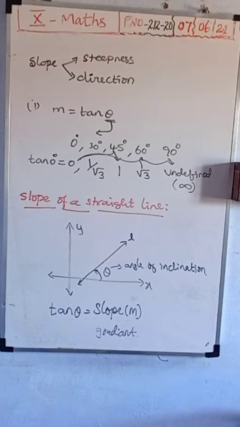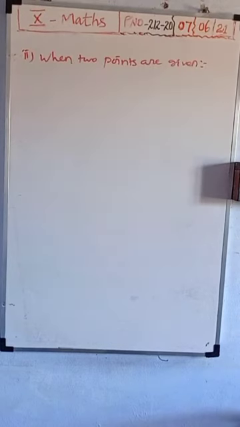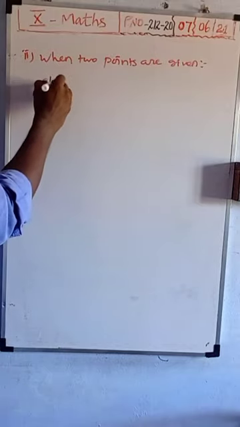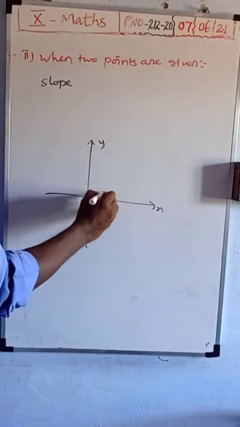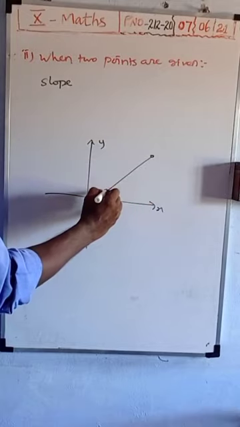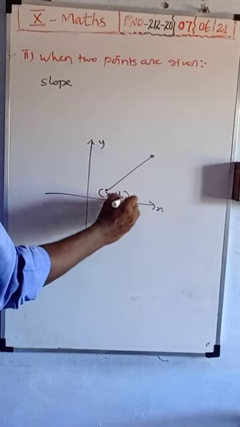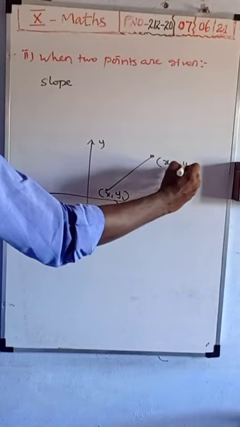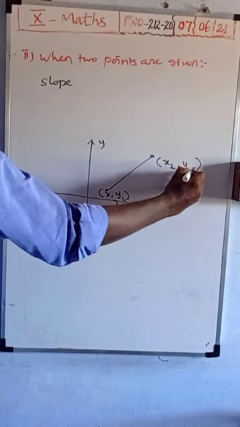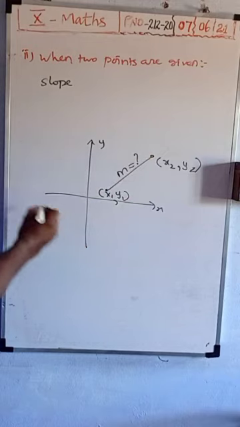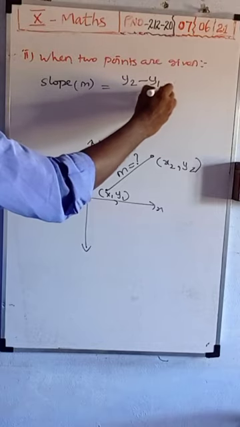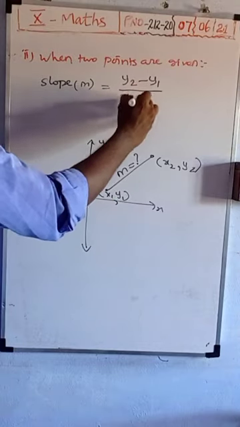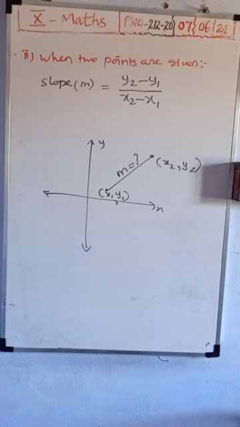Next, when 2 points are given, what is the slope? From the graph, you see here x-axis, y-axis. So here 2 points on a non-vertical line: here x1, y1, and one more point x2, y2. When 2 points are given, what is the slope m? First, y-axis you want to separate. Slope m is equal to y2 minus y1 divided by x2 minus x1. This is another formula.